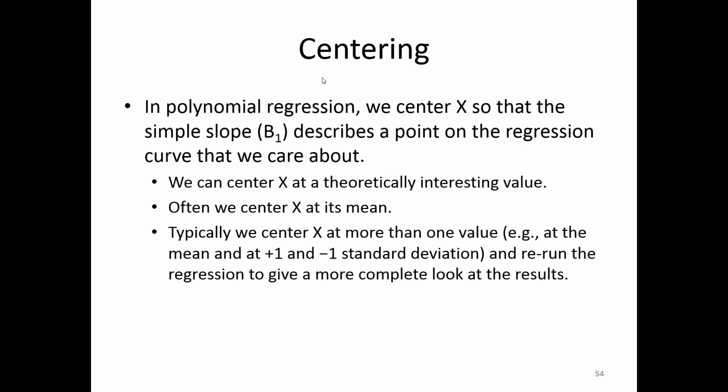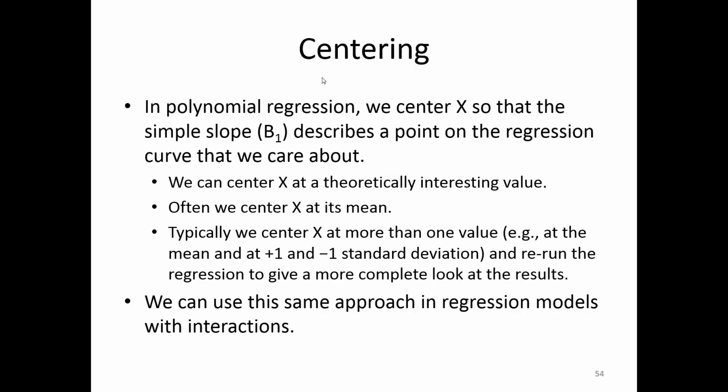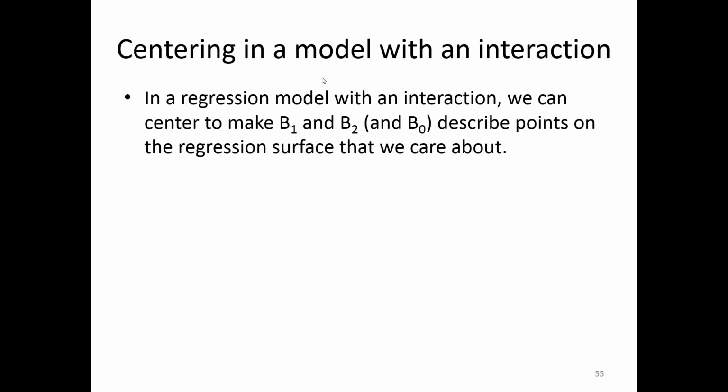And then typically we center x at more than one value and rerun the regression to give a more complete look at the results. This is because interpreting the quadratic coefficient itself isn't really easy. It's much easier to break it down by looking at that lower order relationship at different points for that predictor. We use this same basic approach, namely looking at simple slopes, when we do regression models with interactions.